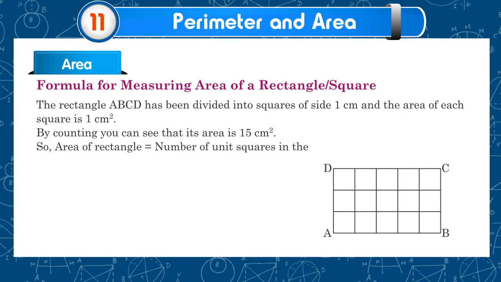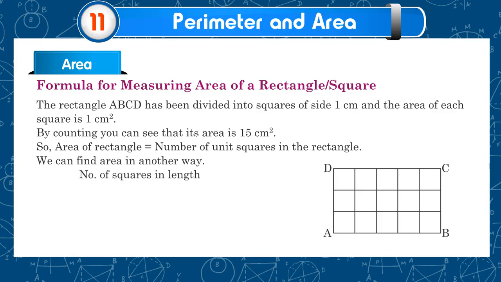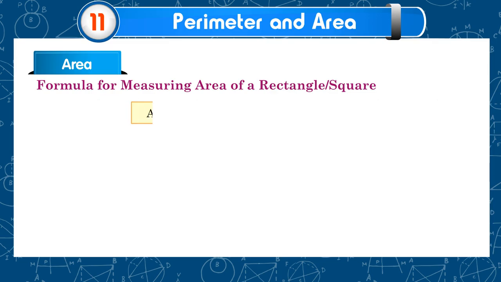We can find area in another way. Number of squares in length is 5. Number of squares in breadth is 3. Therefore, area is equal to 5 multiplied by 3, which is equal to 15 centimeter square. Or, area of rectangle is equal to length into breadth.